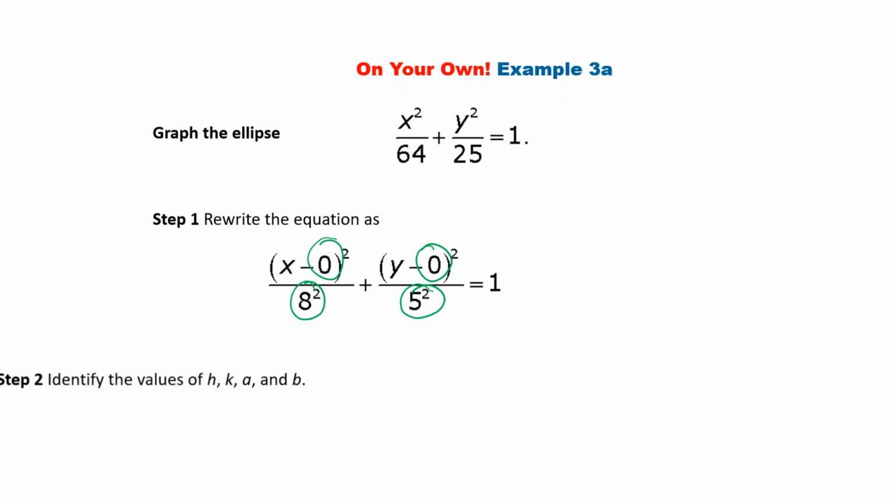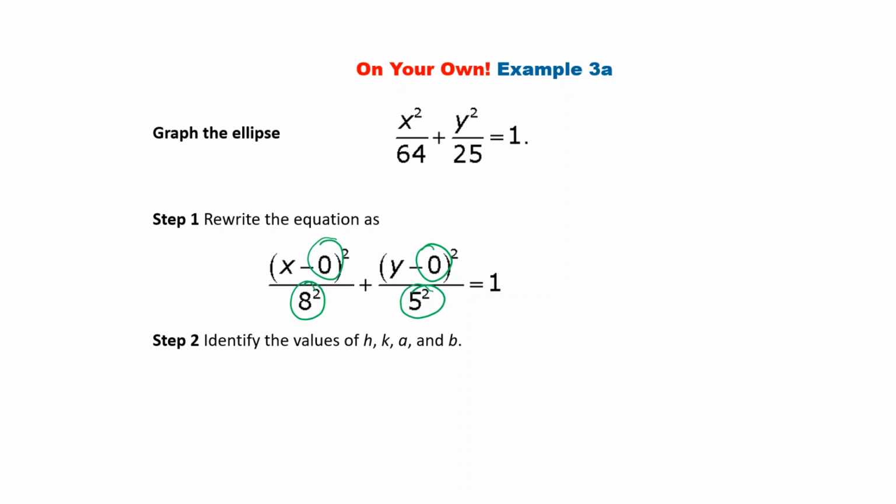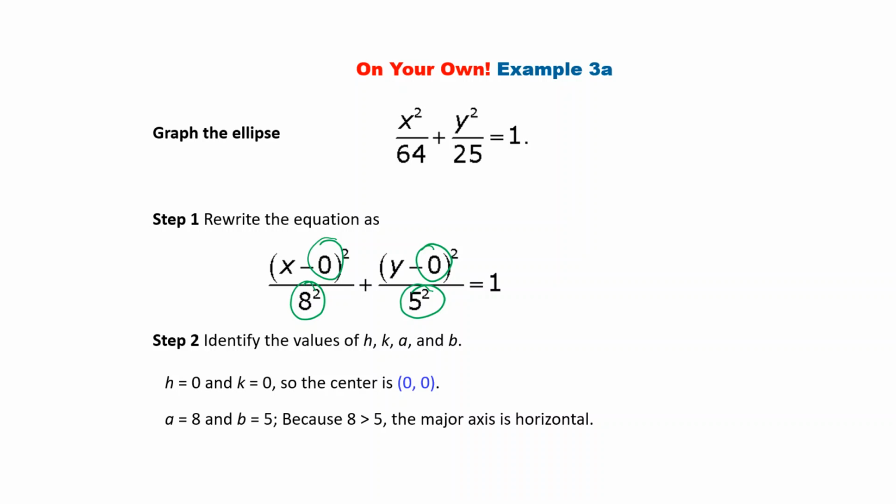So let's continue on. We've got to identify our h, k, a, and b, and we just identified our h and k as 0, 0. And so the center is at 0, 0, and our a and b are going to be 8 and 5. And notice that my major axis is horizontal because the 8, which is matched up with my x, is larger.